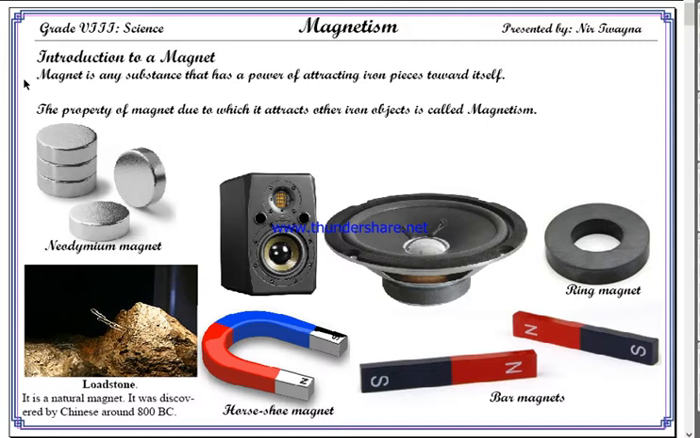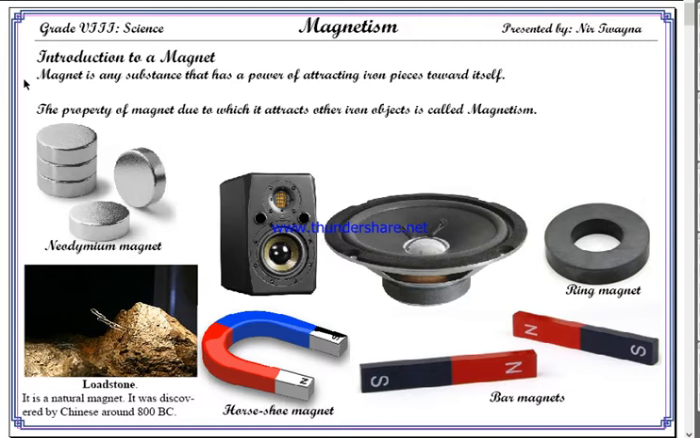Well, it's simple. You will try to stick it to some iron object, isn't it? Normally, that is what people would do. If it sticks to the iron object, then it is a magnet. If it does not stick to an iron object, then it is not a magnet.